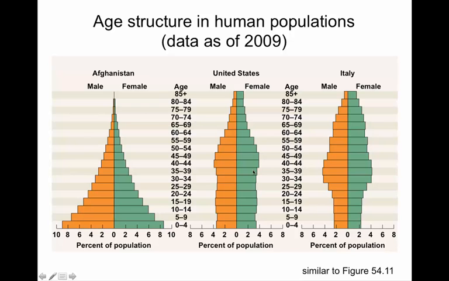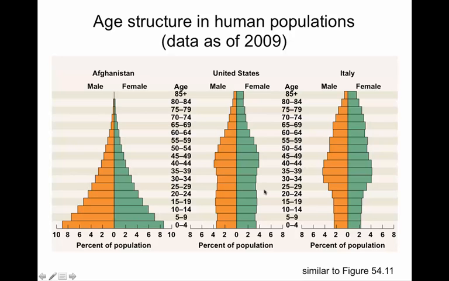Now notice how different these shapes are. In Afghanistan, for example, we have a really bottom-heavy population, or a young-heavy population, meaning that a smaller overall proportion of the population is of advanced age, and a much larger fraction of the population is younger.